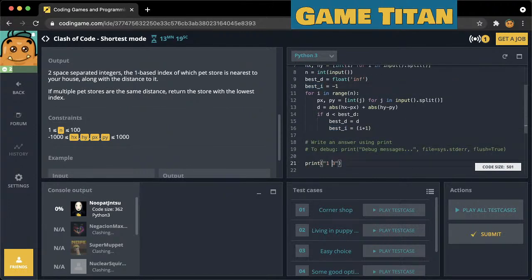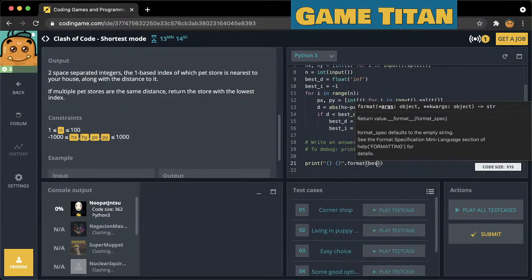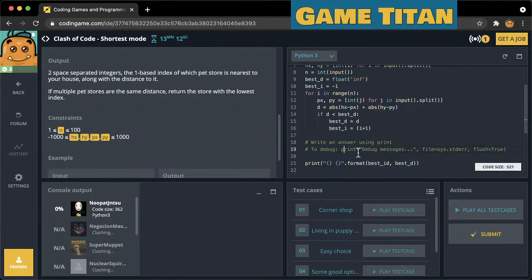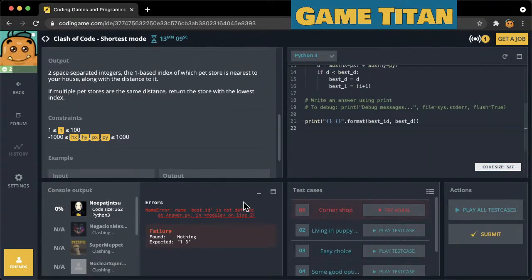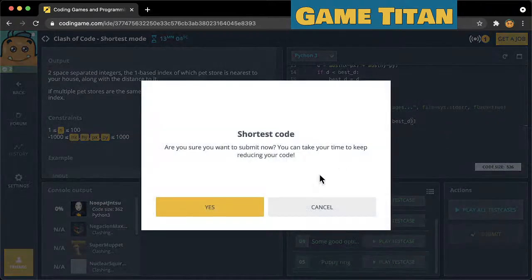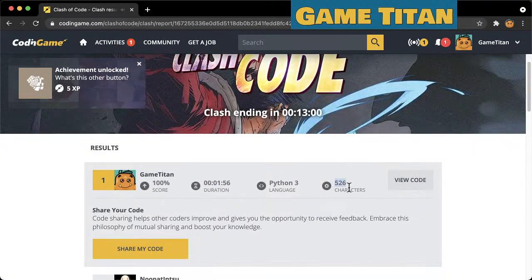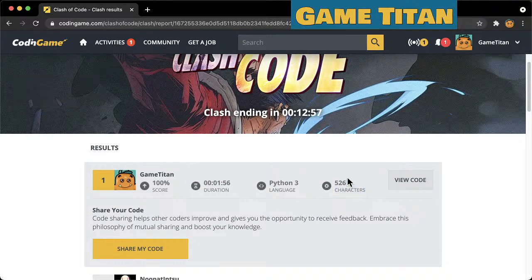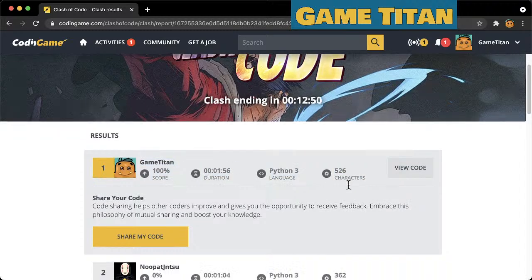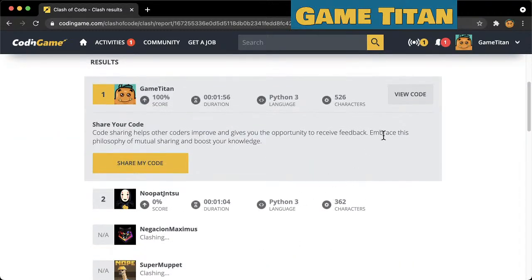Alright, so this is going to print best and best d. Hopefully this works. Best ID. Oops, this one was supposed to be, I didn't read the instructions. This one was supposed to be to reduce the size of the code as much as I could, which I'm definitely not going to do well because I didn't spend time doing that. Let's share my code.